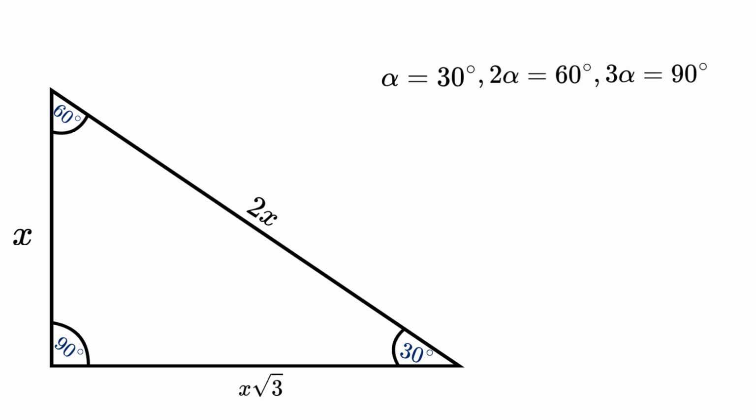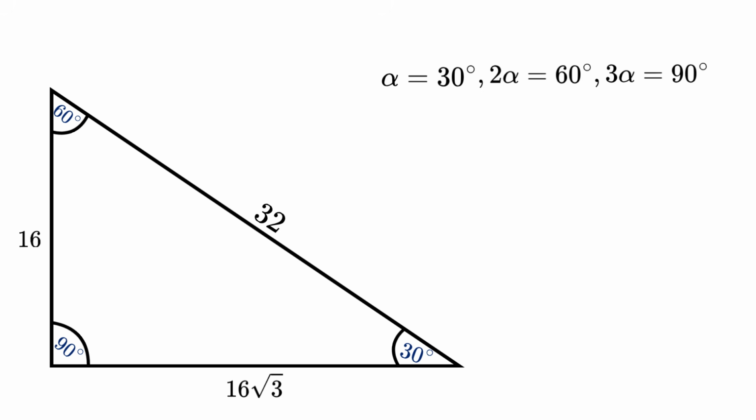Now, let's assume the given measurement of 16 units is the side opposite the 30-degree angle. This is one of the two perpendicular sides of our right triangle. If the side opposite the 30-degree angle equals 16 units, then x equals 16. Therefore, the side opposite 30 degrees is 16 units. The side opposite 60 degrees is 16 times square root of 3 units, and the hypotenuse opposite 90 degrees is 2 times 16, which equals 32 units.